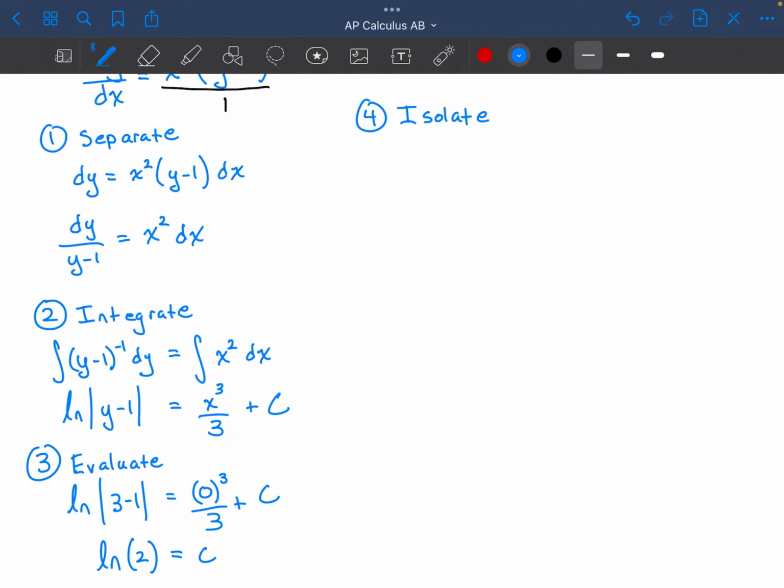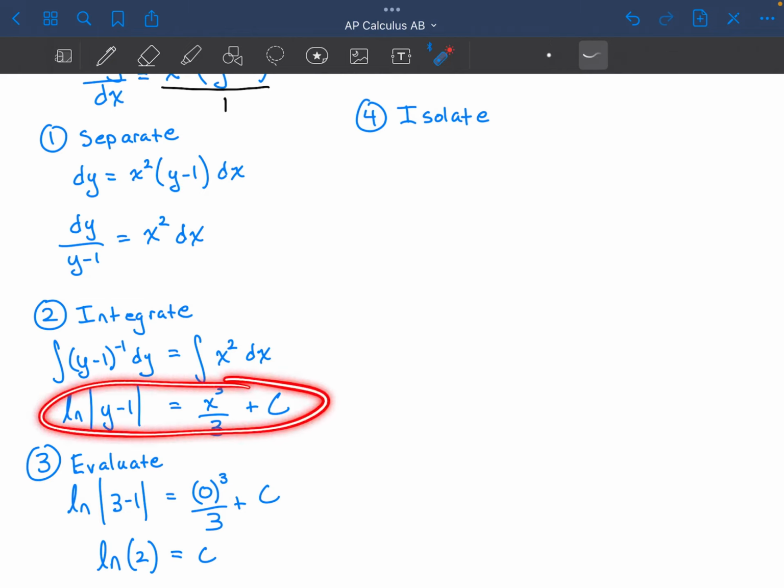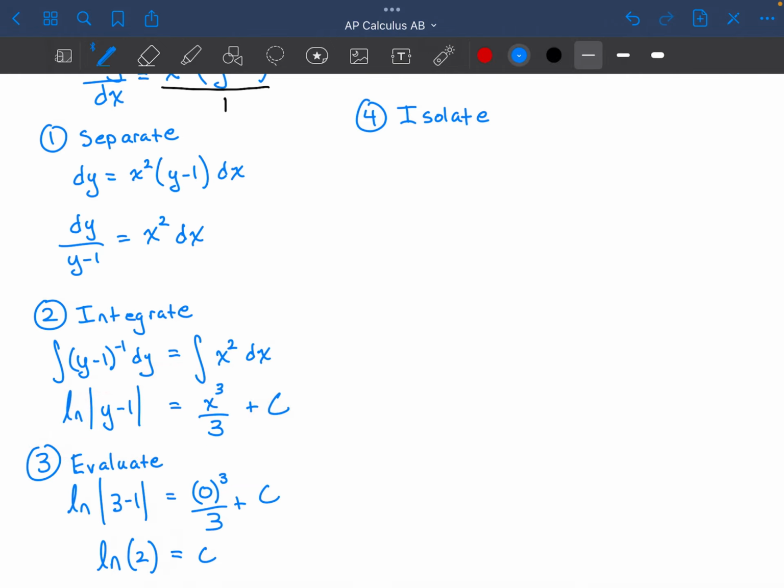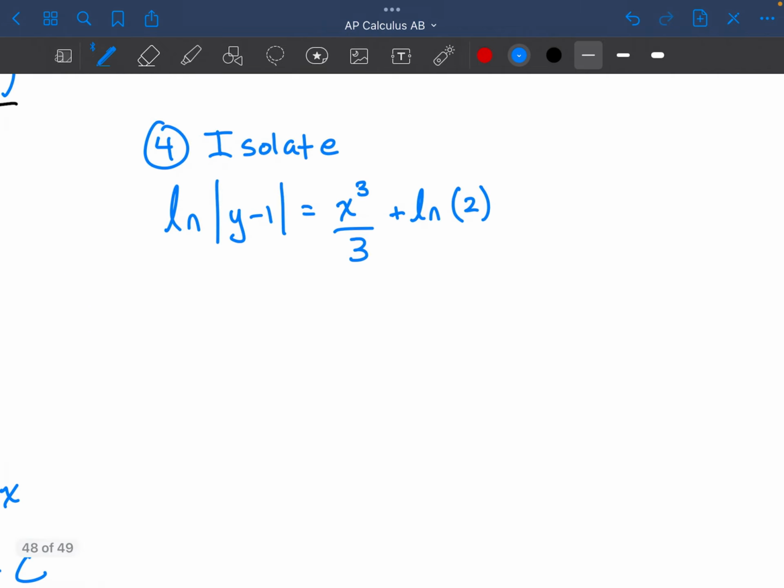To isolate means I need to solve for y, and the way that I'm going to do that is I'm going to look as soon as I finish my integration and then solve for y right here. And in fact, I'm going to rewrite this, but instead of the c, I'm going to change that c out for a natural log of 2 and see what happens. So I'm going to rewrite. I have natural log of absolute value y minus 1 is equal to x cubed over 3, and that c is now plus a natural log of 2. All right, and just solve for y, and I'm done.